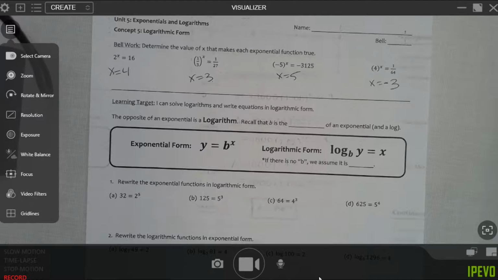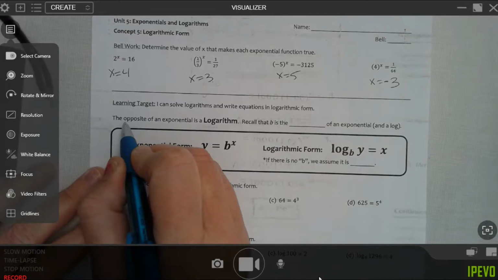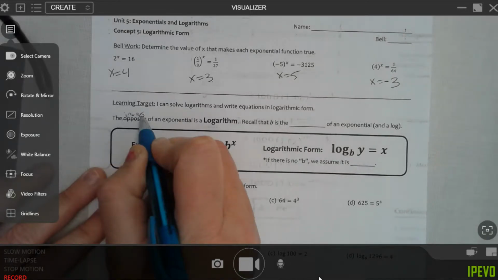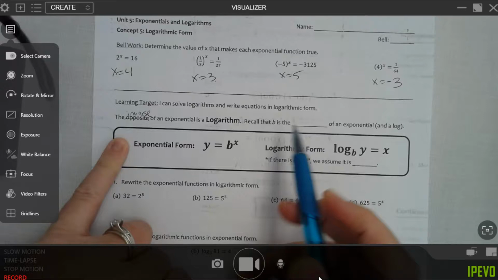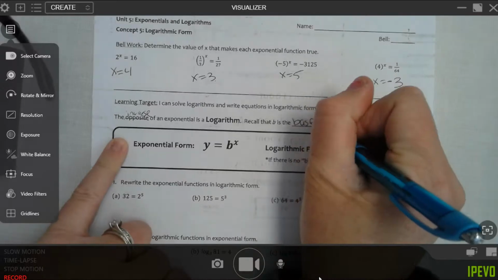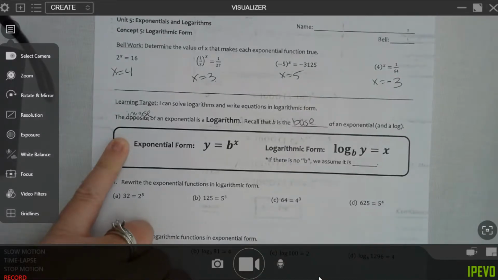So today we're going to solve logarithms and write equations in logarithmic form. So really the inverse of an exponential function is a logarithmic function. It should say inverse here. And b is called the base of the exponential and of the log.